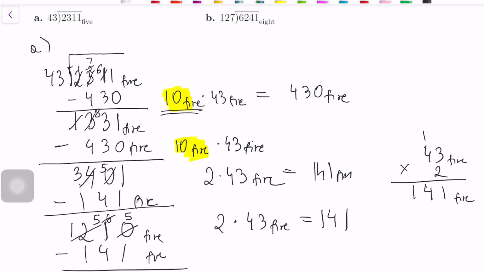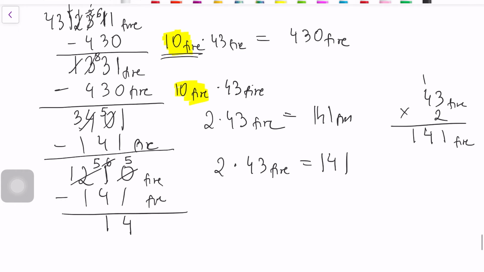So 1 long will create 5 units. So 5 minus 1 will give me 4. 5 minus 4 will give me 1. 1 minus 1 will be 0. And I can't fit in this 43 anymore. So that's my remainder.